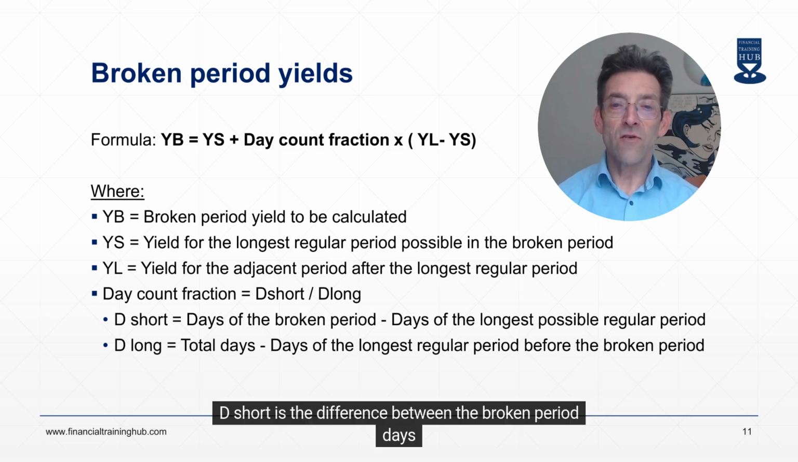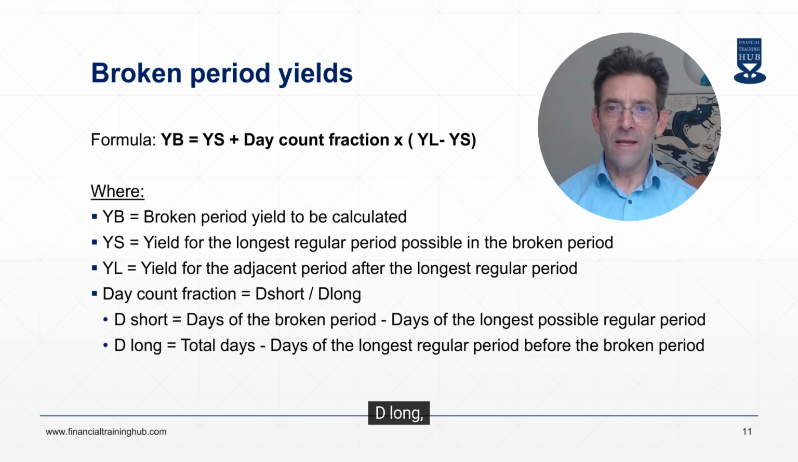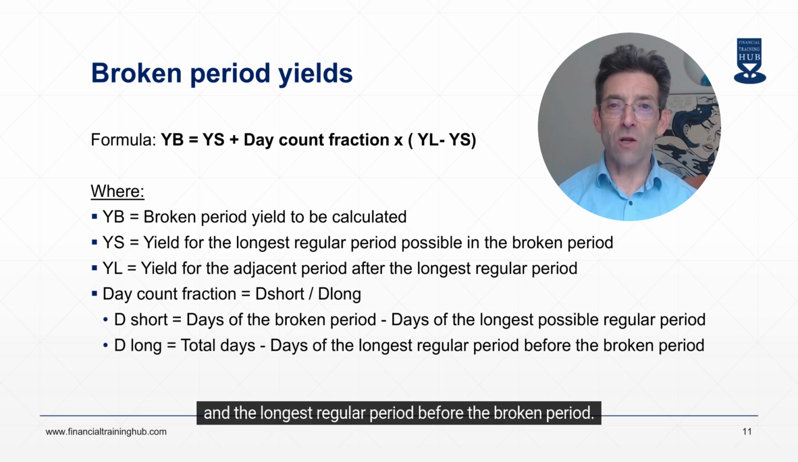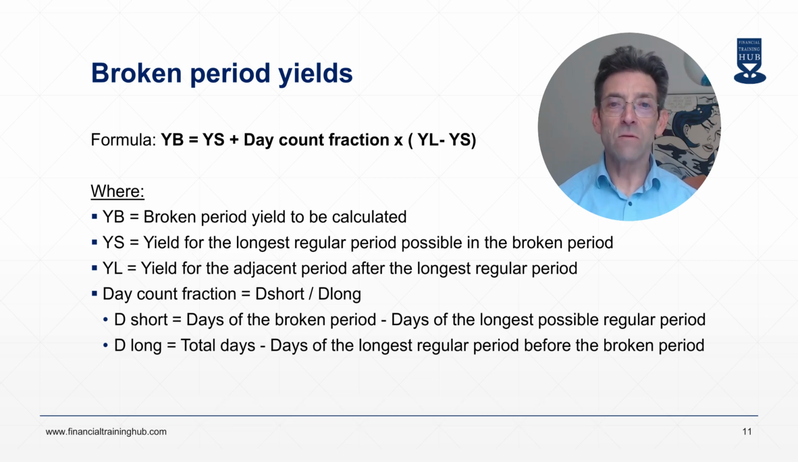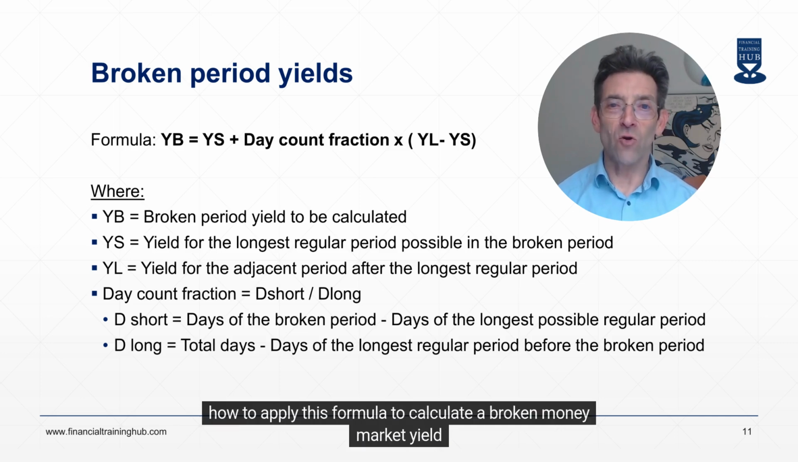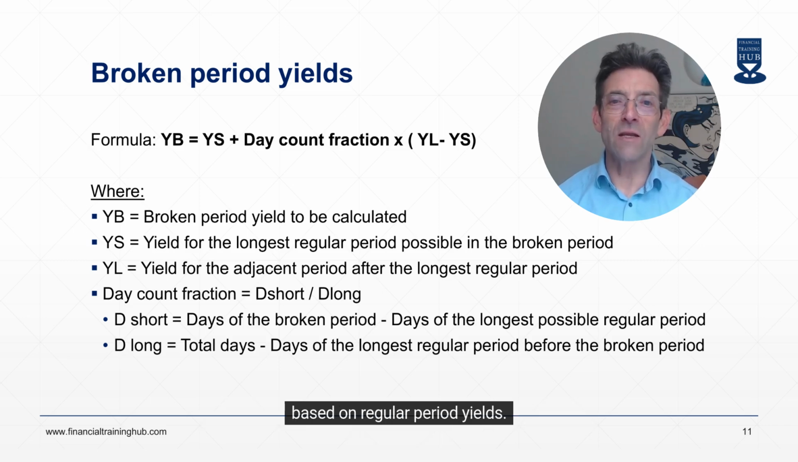D short is the difference between the broken period days and the longest regular period before the broken period. D long is the difference between the total days and the longest regular period before the broken period. The following example illustrates how to apply this formula to calculate a broken money market yield based on regular period yields.